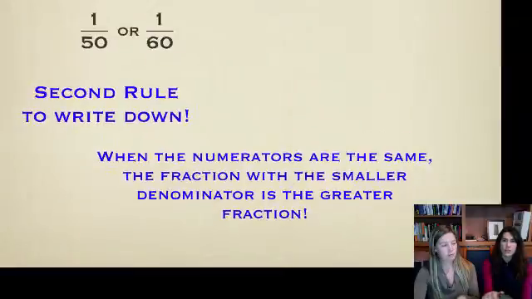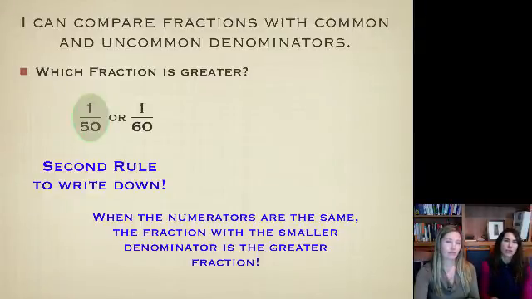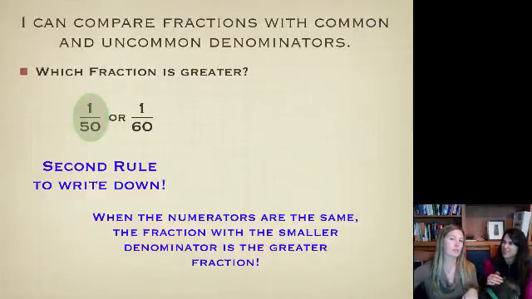So our first example, we have 1/50 or 1/60. And so like we were saying, the numerator is the same. It's just whatever denominator is smaller, that actually has the greater fraction. So you should have 1 over 50th. 1 over 50 is greater than in this case. Right, like a pizza. If you had a pizza split into 50 pieces and a pizza split into 60 pieces, one of the 50 pieces would be bigger than one piece of the 60.